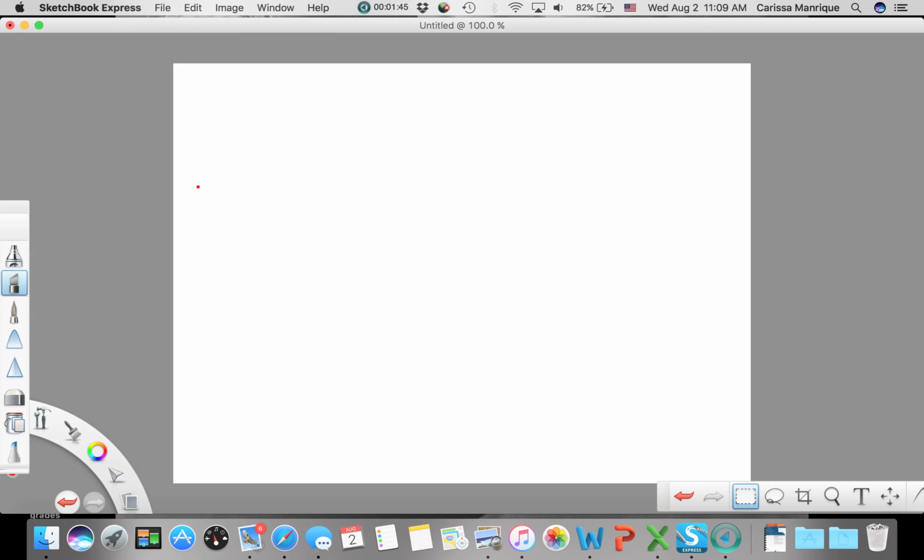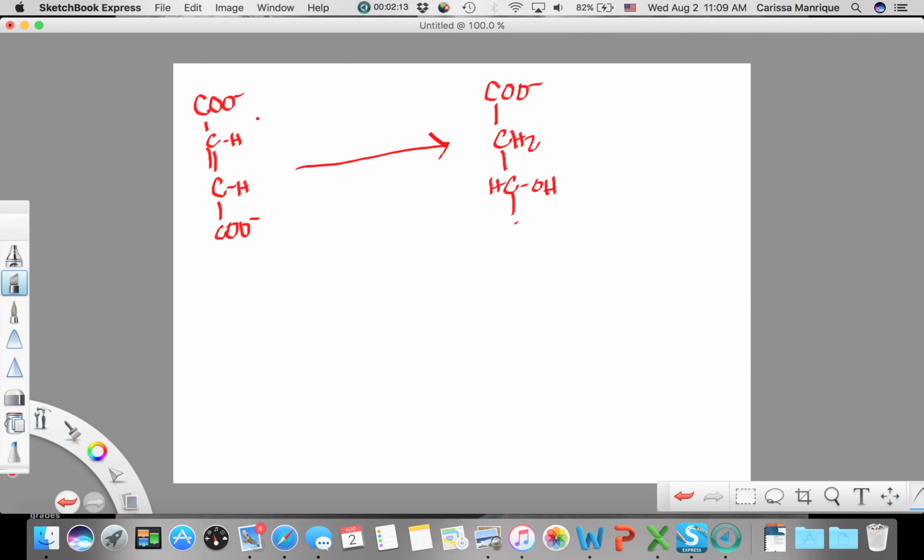Now we'll start with this structure that we just formed. CH double bond CH, COO minus. Now this one, you've seen this reaction before. Okay, now let's look at the difference between them. The COO minuses on both of those on the top and bottom stay the same. So the reaction is all right here.